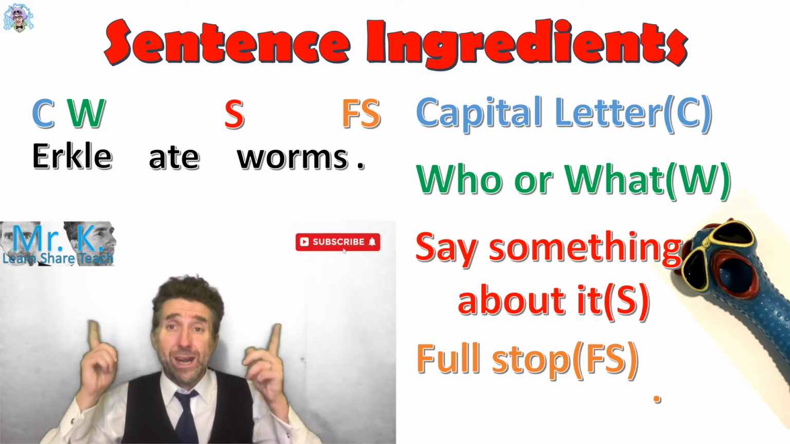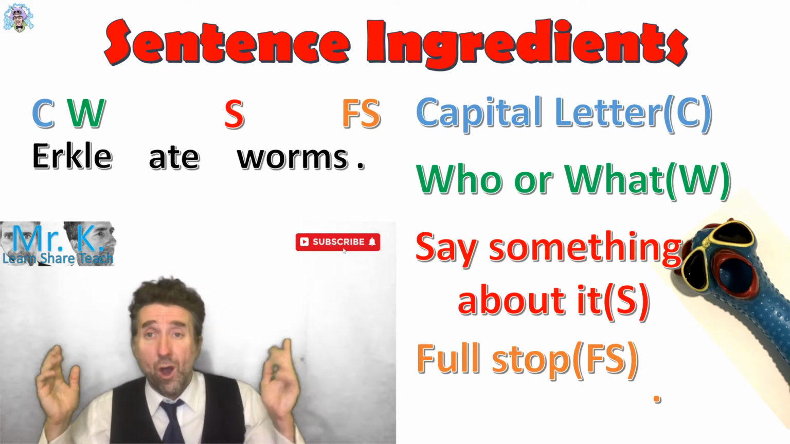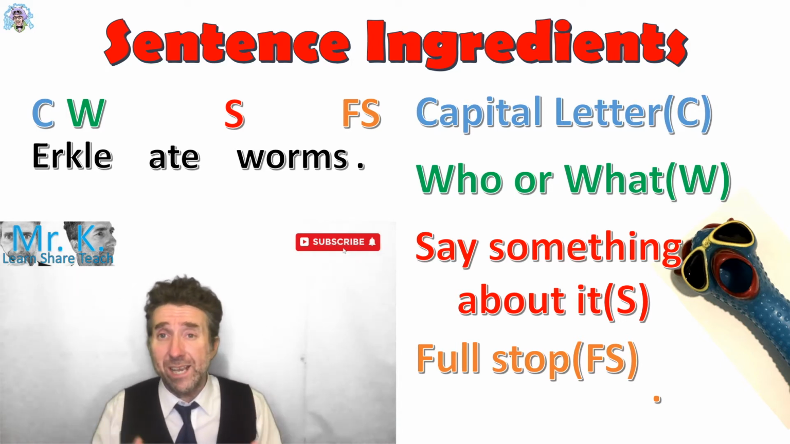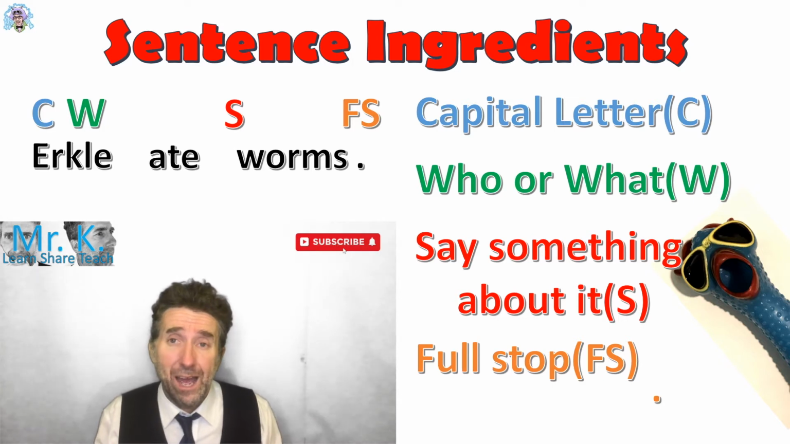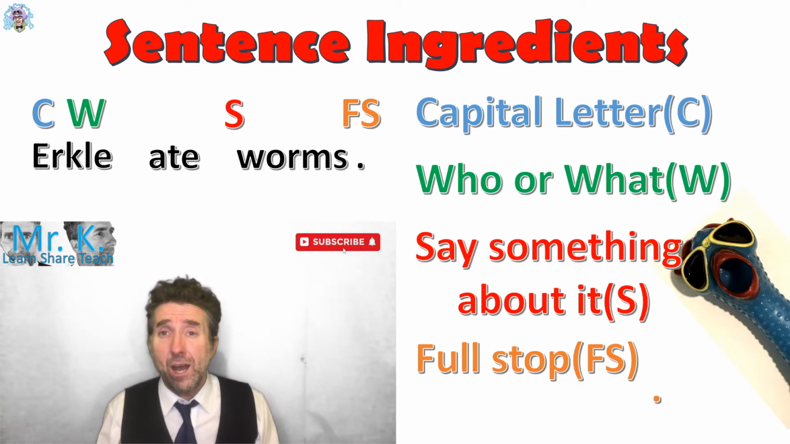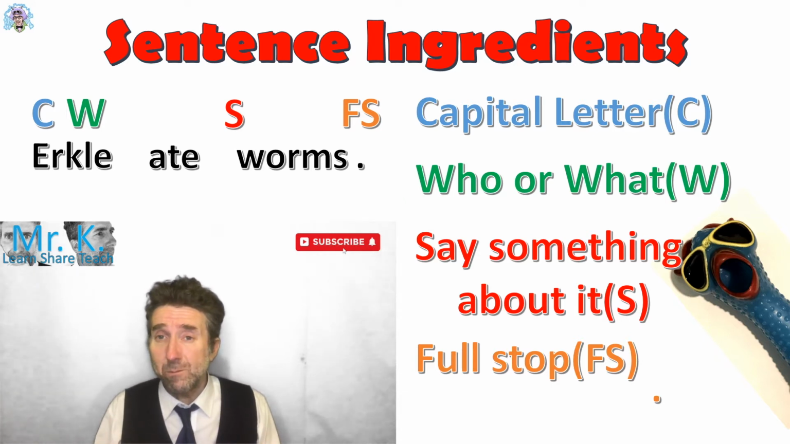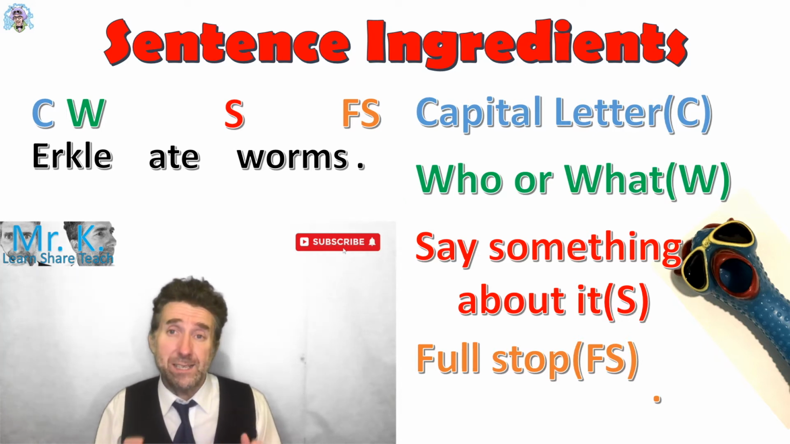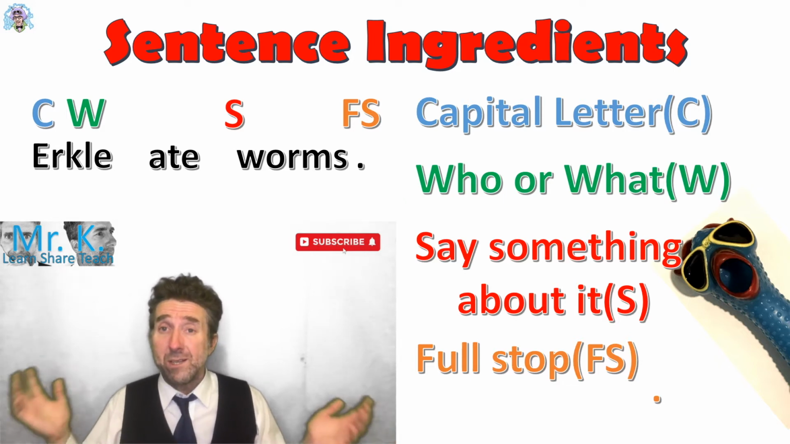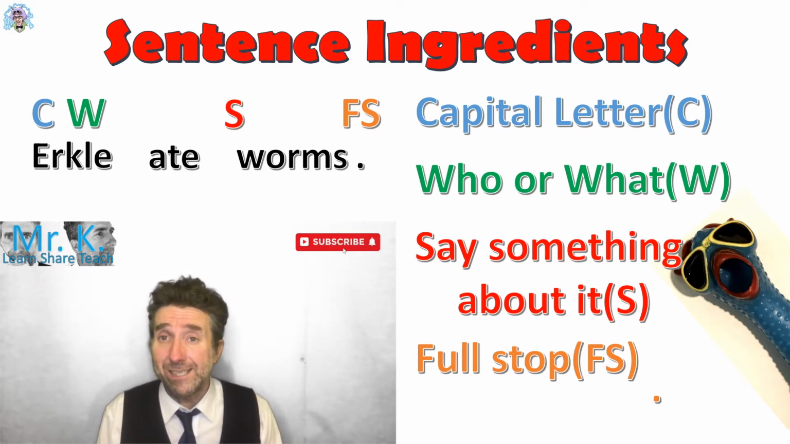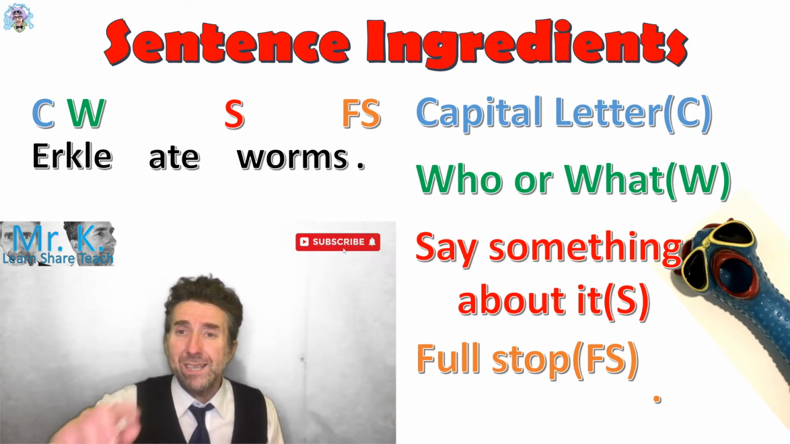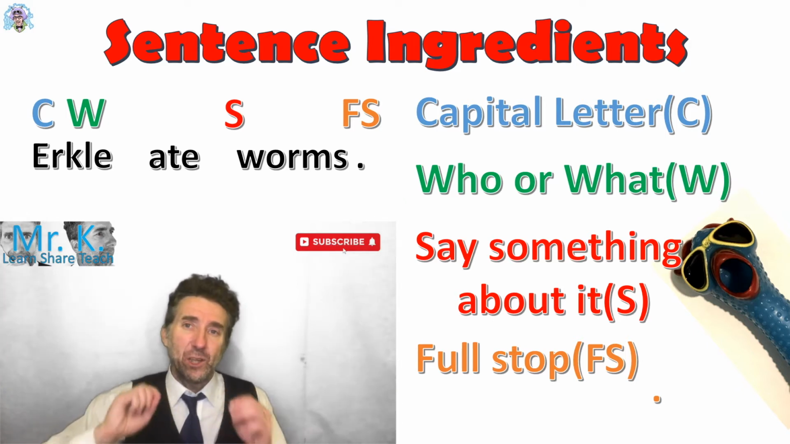Now, I've got a great example above me that we used before. "Urkel ate worms." As you can see, it starts with a capital letter, U for Urkel. Then I've got a what or who in this case, which is Urkel. Then I've got a part that says something about Urkel, and finally I've got a full stop. So this is definitely a sentence, and a very basic one. Cool. So let's talk about each of these elements in a little bit more detail.